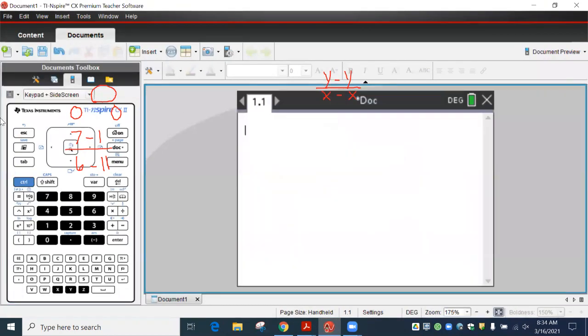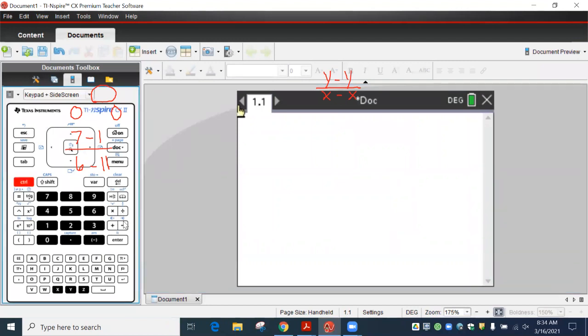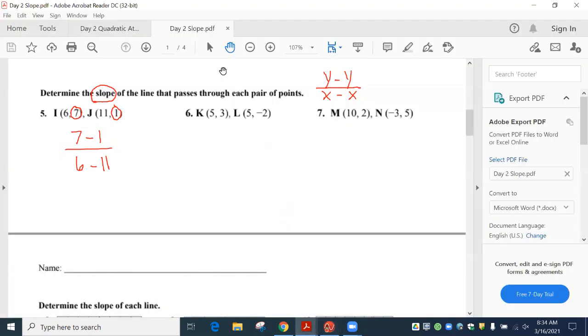So now we go through this. You go to the regular calculator, and we're going to do control divide, and 7 minus 1 on top, and on the bottom, 6 minus 11. Hit enter. And did y'all get negative 6 over 5? Okay, good. All right, so this is negative 6 over 5.